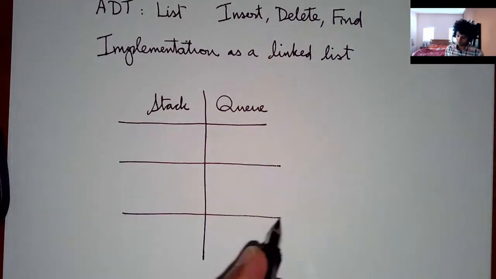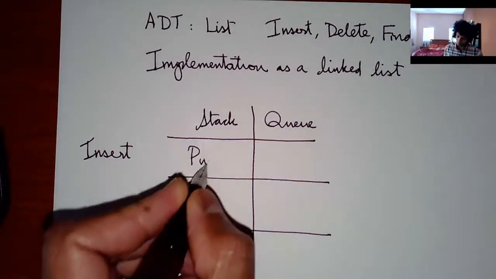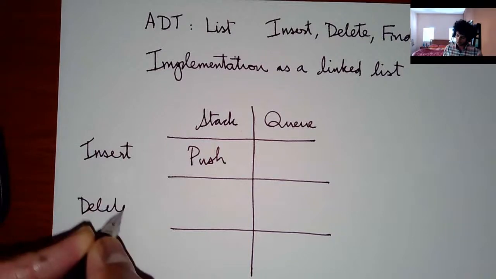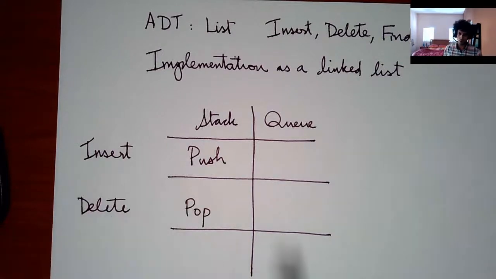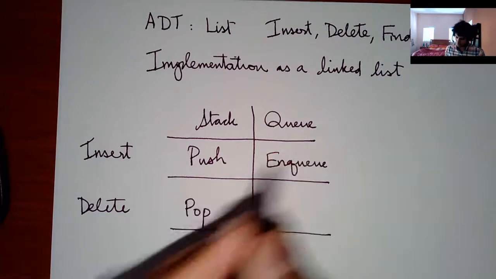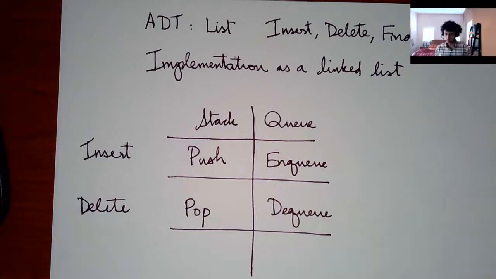So I'll sort of write this out over here. The insert in the stack is called a push, and the delete is called a pop. And in a queue, the insert is called enqueue, and the delete is called a dequeue.